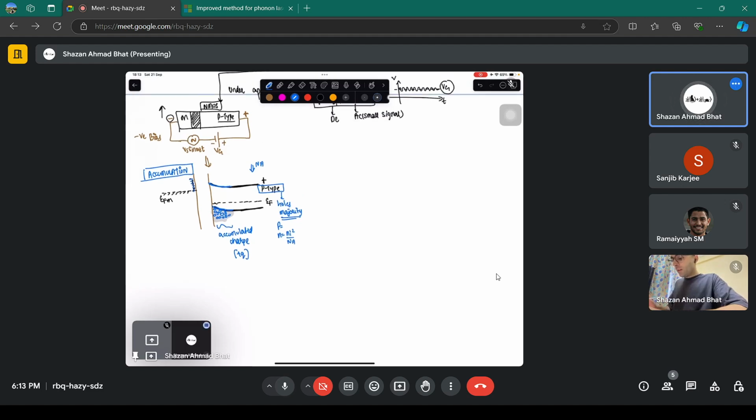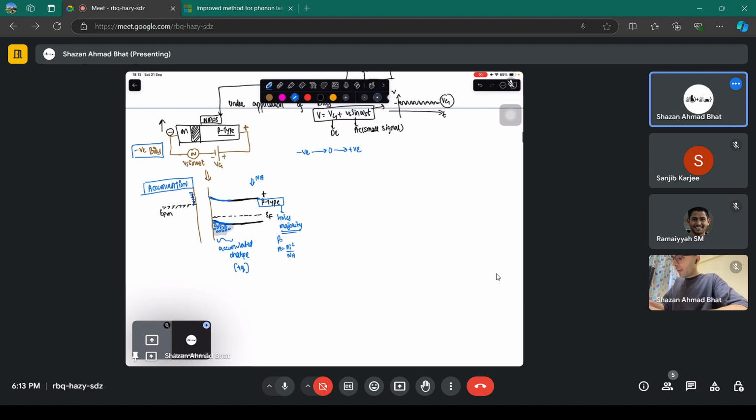Now what we do, we had applied a negative bias here. Let's reduce the negative bias towards the positive end, and let's bring the bias from negative to positive. We have to go through the zero. That means let's apply a positive bias now. Earlier we applied a negative, we go through zero, and then we apply a positive bias. Now, what happens in this case?